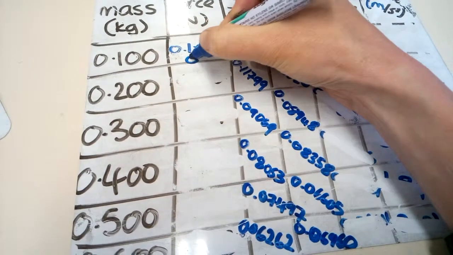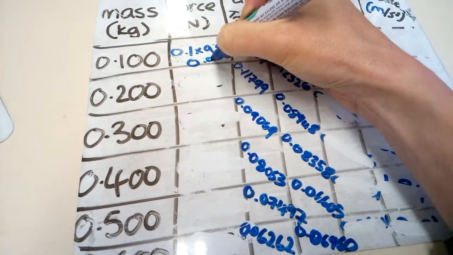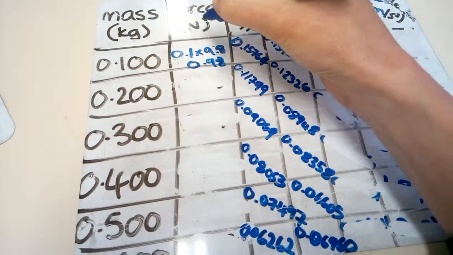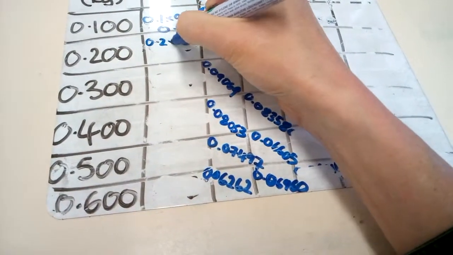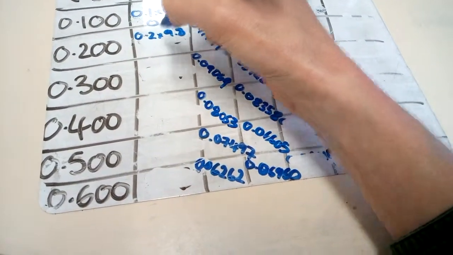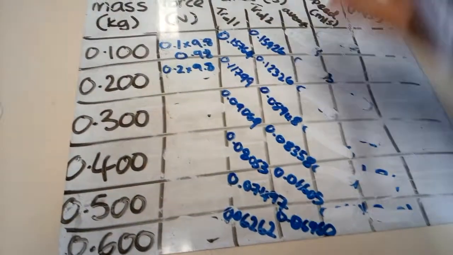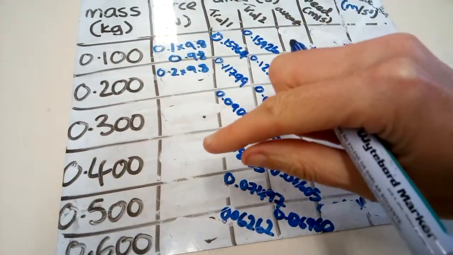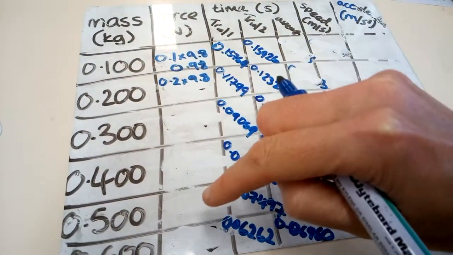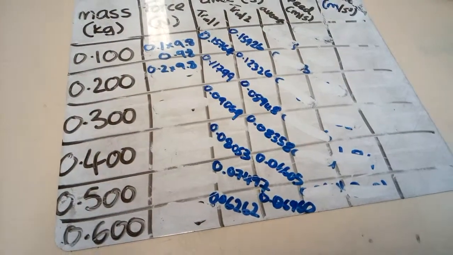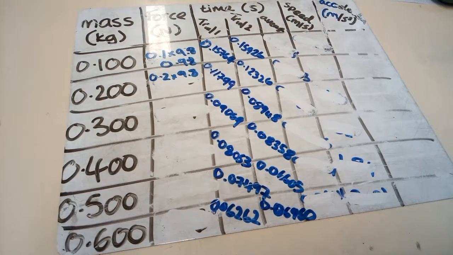So my first one's going to be 0.98 newtons. Okay. Second one you'll do 0.2 multiplied by 9.8. Okay, and you are going to carry on, 0.3 times 9.8 and so on and so on. You don't need to write the calculations in, you just need to write the answers. So if you've not done that, could you get that done now for me?